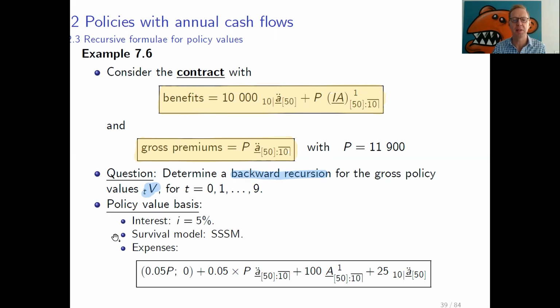We use the standard select survival model, and as before, the expenses are as follows. There is a 10% of the premium expense in the first year and 5% of the premiums in all the other premium payment years. There is an expense of 100 if the death benefit is paid, and there is an expense of 25 for any annuity payment.